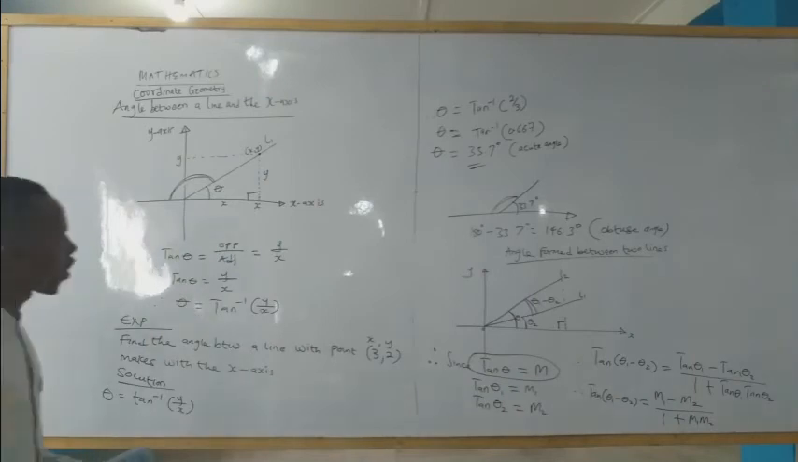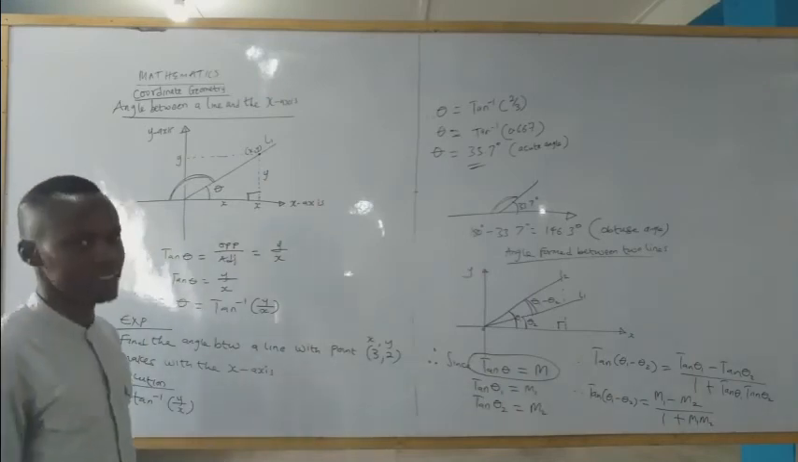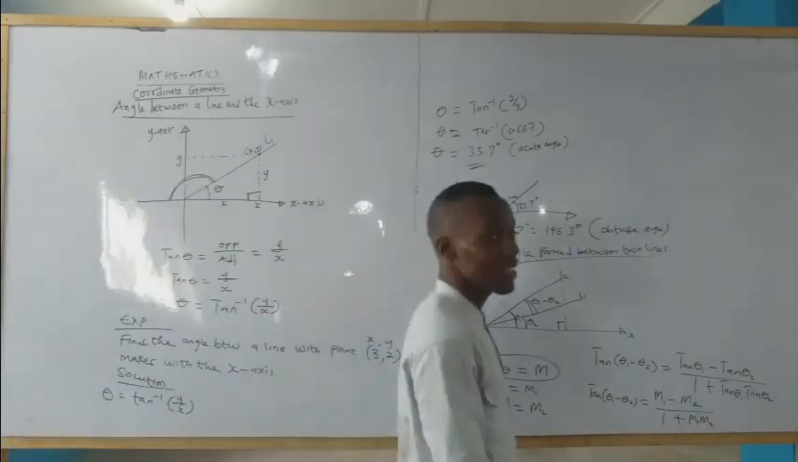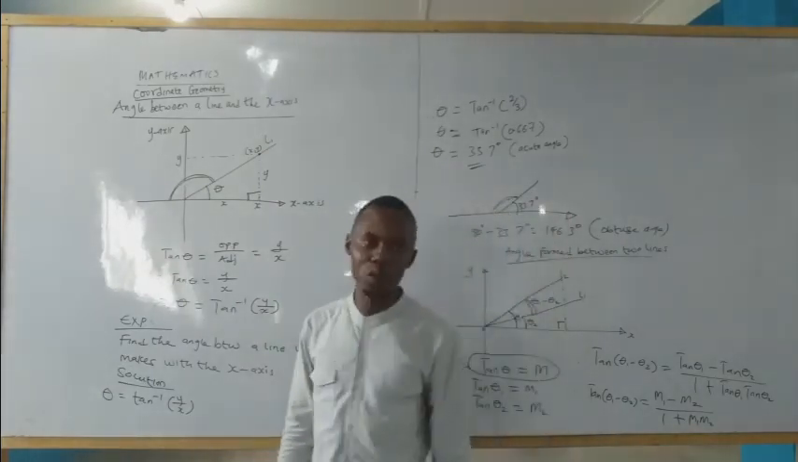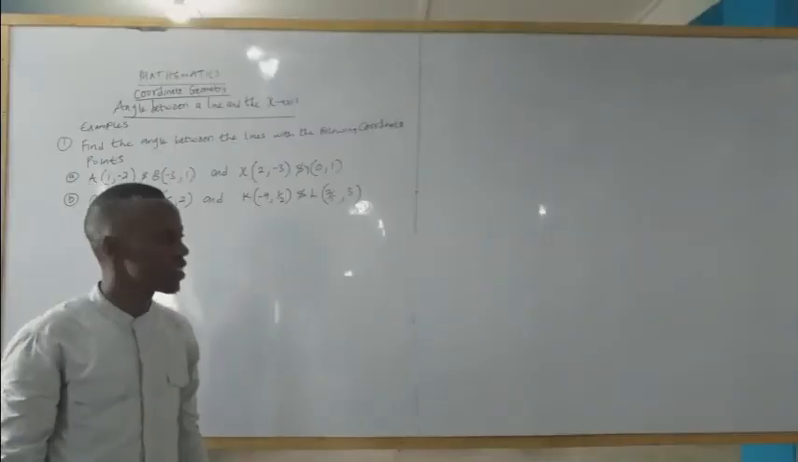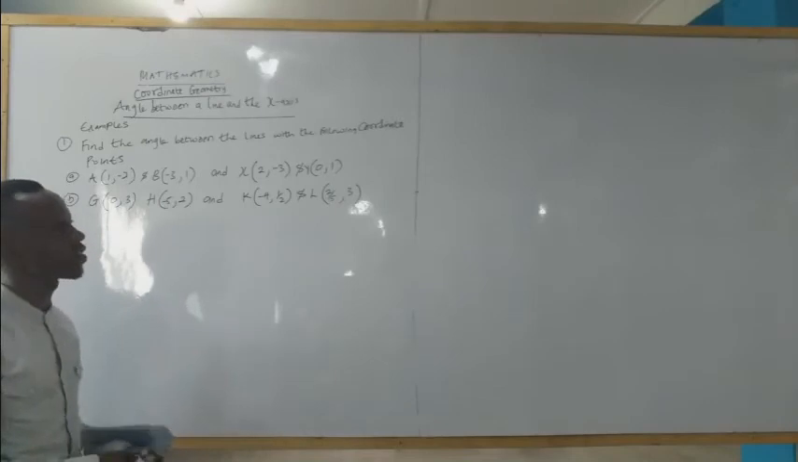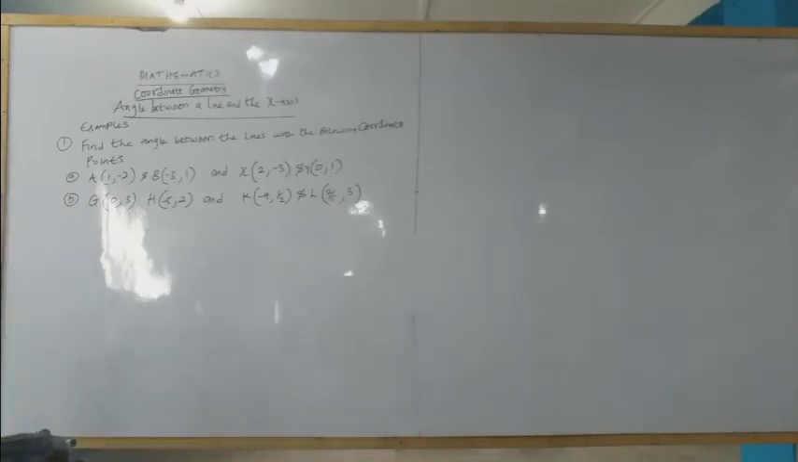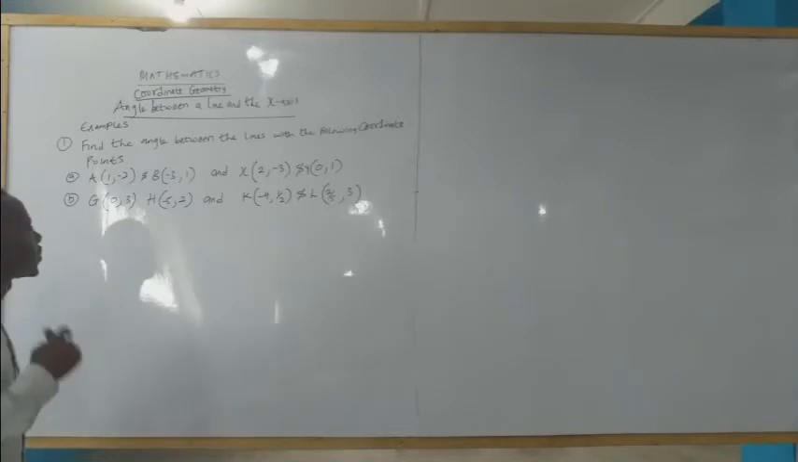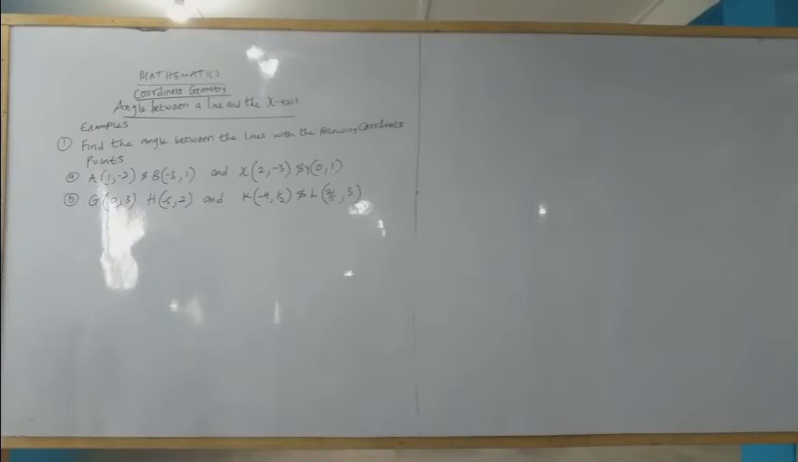So I will take an example. We will take some examples under this topic, and then we'll move further. Okay, let's take these questions on this topic. So we want to find the angle between the lines with the following coordinate points.